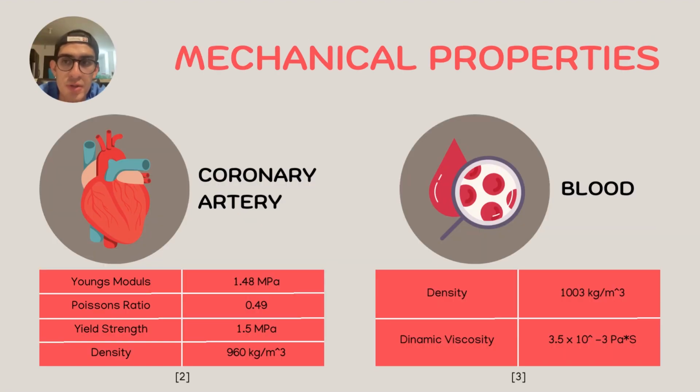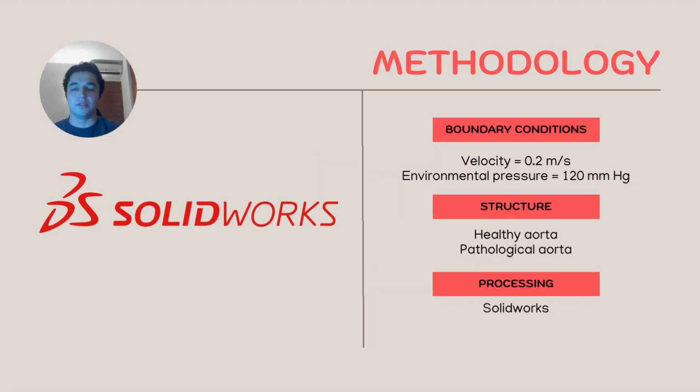The following parameters were researched in order to understand how the coronary artery and blood fluid behave under mechanical properties. Also, they were useful for the design in SolidWorks. In order to generate our experiment, we were given two aortic models. One presented a healthy state, while the other presented a pathological one.